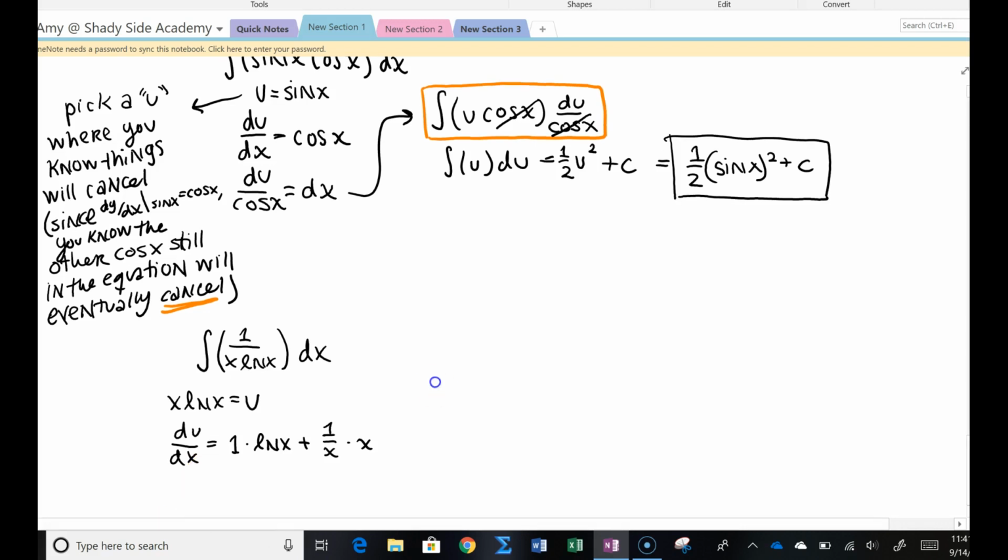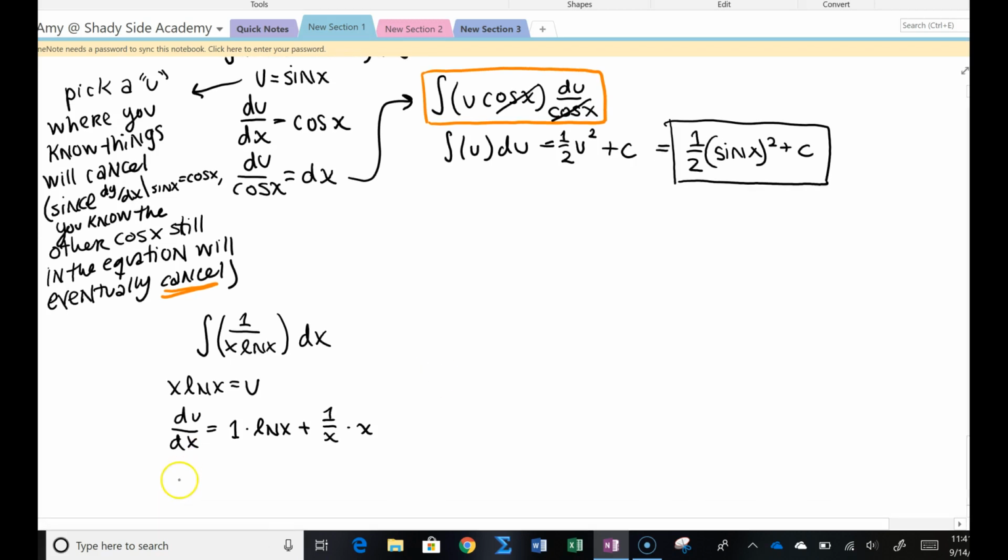Okay, if you chose a u that didn't work, share it. Take a shot in the dark.